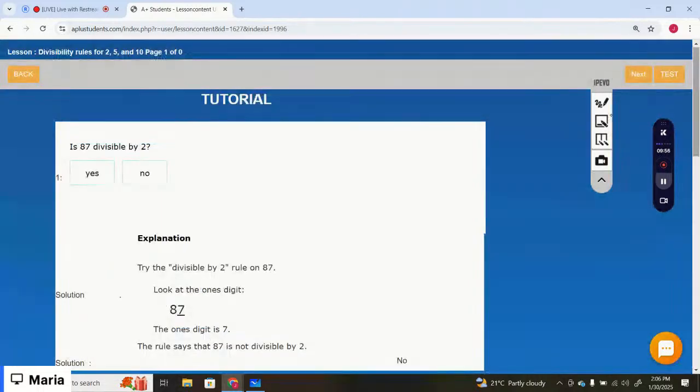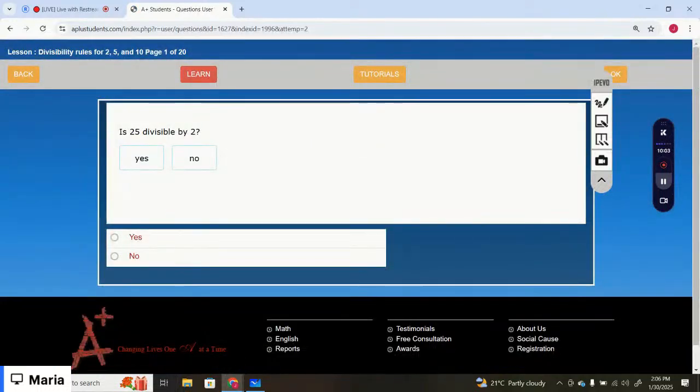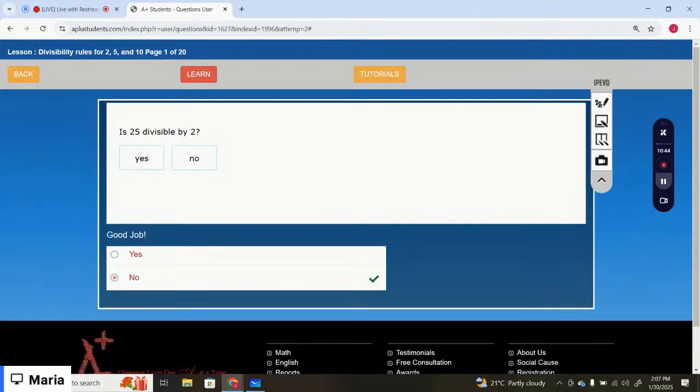Now let's start with the test questions. We have the divisibility rule for 2, 5 and 10. Okay, is 25 divisible by 2? The correct option is no, the ones digit is 5. 5 is not an even number. So the correct option is no.